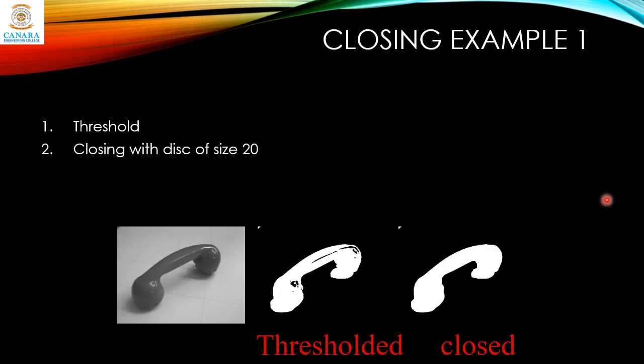One more illustration of closing. We are basically seeing the receiver of a telephone, and we are comparing the closing operation with thresholding. So this is the result of thresholding. We converted this input grayscale image into a pure binary image. And then in the second example, we performed closing with a disk size of 20, and this looks neat here. No dark lines inside this closed image.